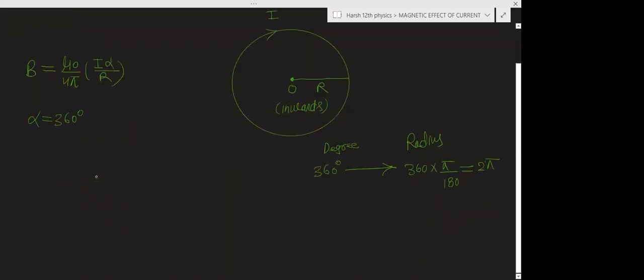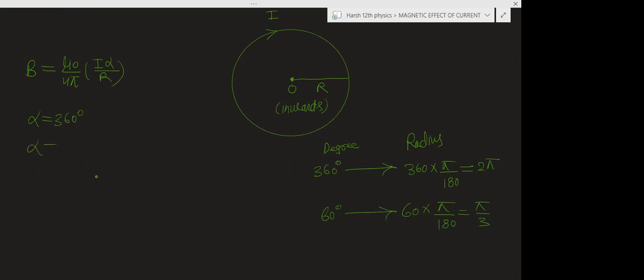Suppose you want to convert 60 degree into radian. You will multiply this 60 with pi by 180, and you will get pi by 3. Accordingly, alpha in radian you will get 2 pi.